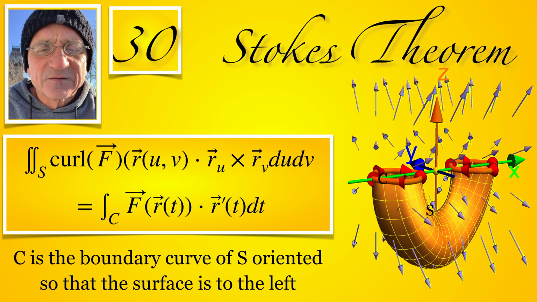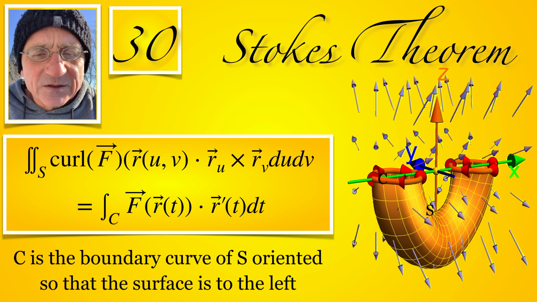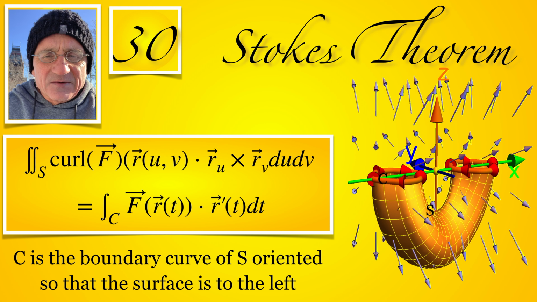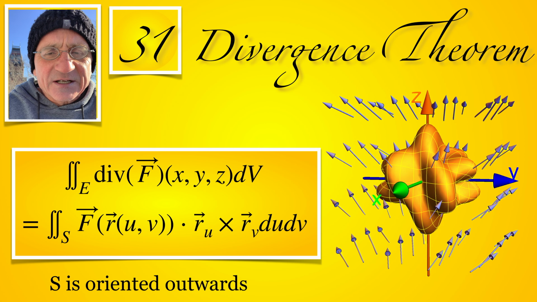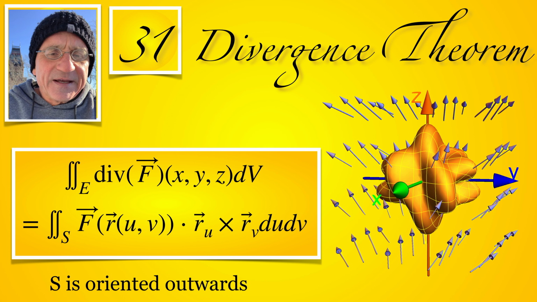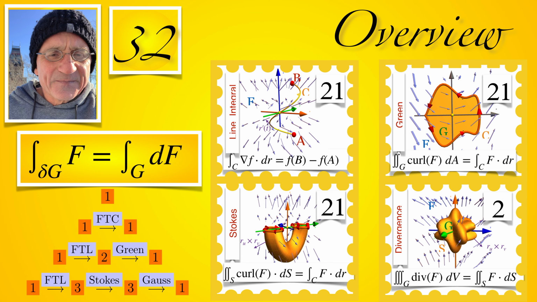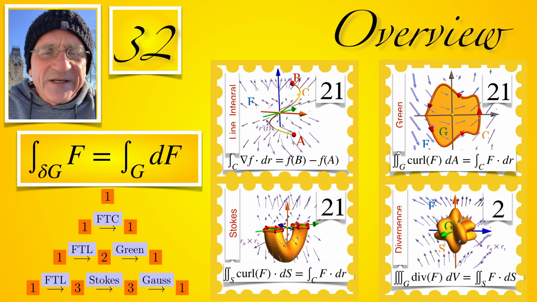Stokes' theorem equates the flux of the curl of a vector field through a surface with the line integral of F along the boundary. The orientation of the curve has to match the orientation of the surface. The surface is to the left. The divergence theorem finally equates the flux of a vector field through a surface with a triple integral of the divergence over the interior. And there are four major integral theorems.